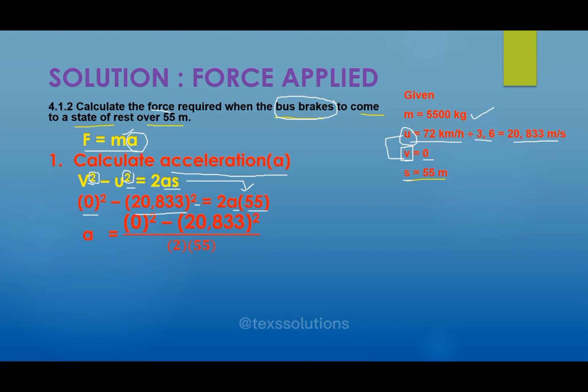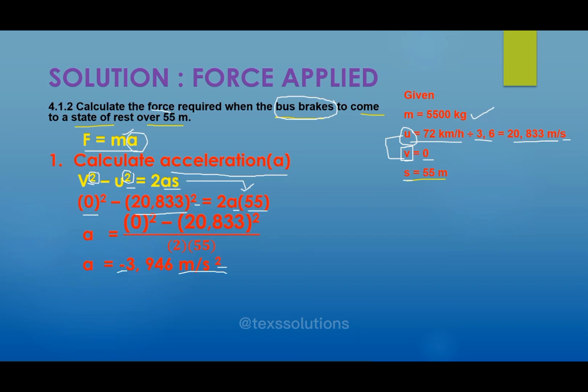So when you input this onto your calculator, acceleration is going to equal minus 3.946 meters per second squared. Please take note, the SI unit for velocity is meters per second, while the SI unit for acceleration is meters per second squared. Here you would notice there's a negative answer, right?